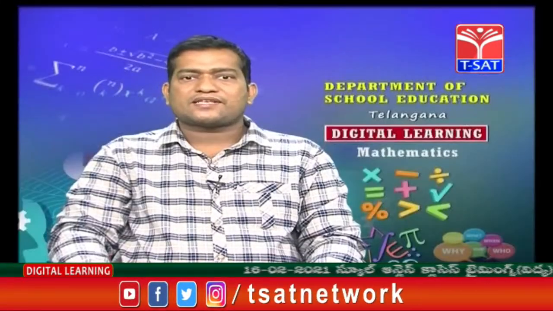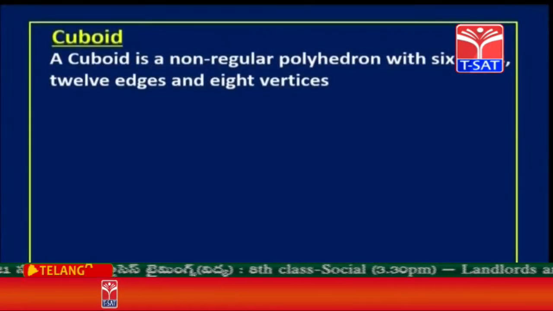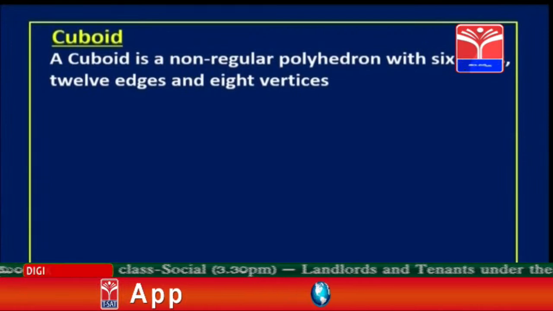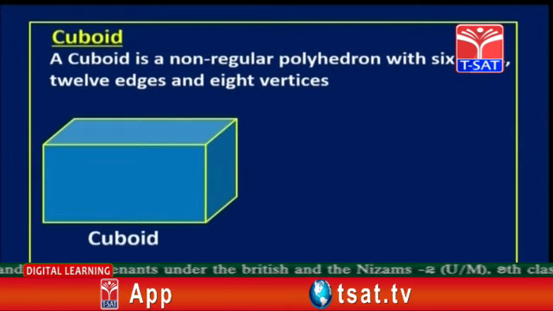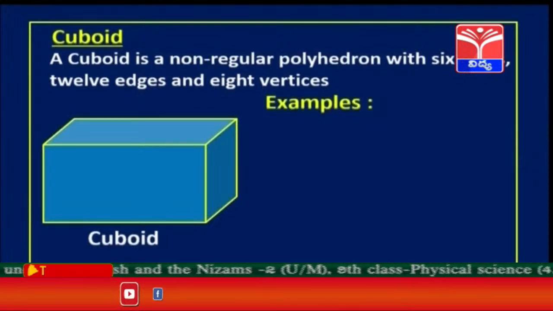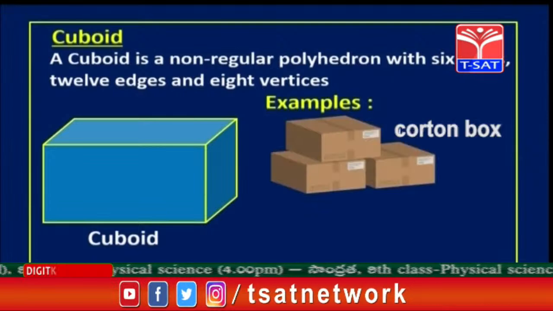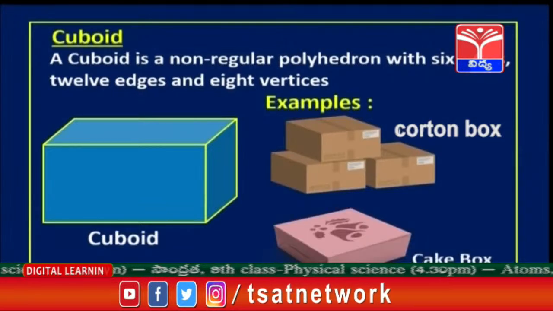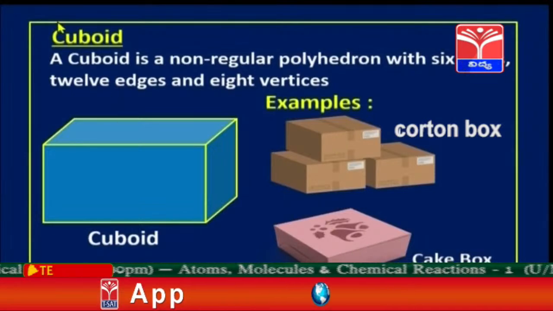Okay children, now let us understand what is a cuboid. A cuboid is a non-regular polyhedron with 6 faces, 12 edges and 8 vertices. Children, you can see the cuboid diagram on the screen. Can you give examples for this which we observe in our day-to-day life? Yes, a cotton box and a cake box. See children, here the cotton box and cake box are in the shape of a cuboid.